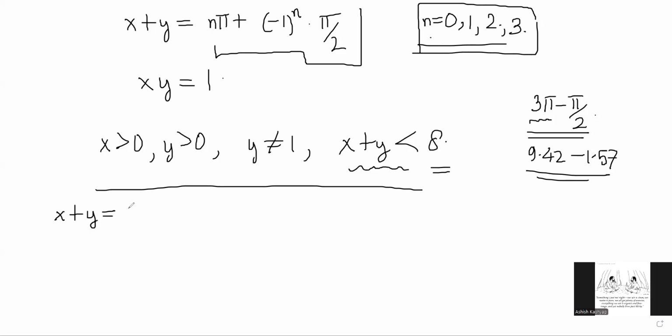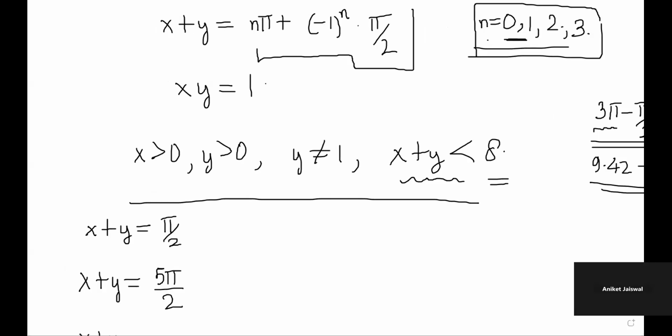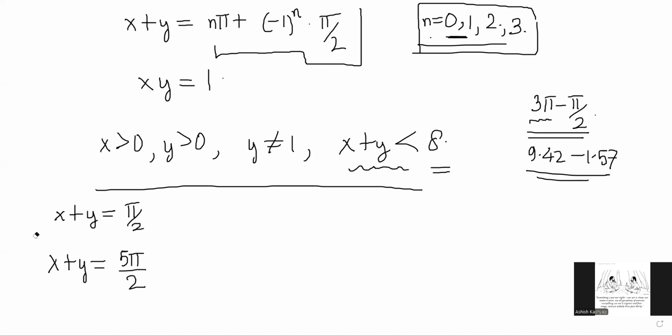X plus y could be pi by 2 in the 0 and 1 case. When you put 2, you get 2 pi plus pi by 2, so you're getting 5 pi by 2. When you put 3, you get 7 pi by 2. No, you're getting again 5 pi by 2 in that also. Yeah, that's why 2 and 3 are working. Both of them give the same value.